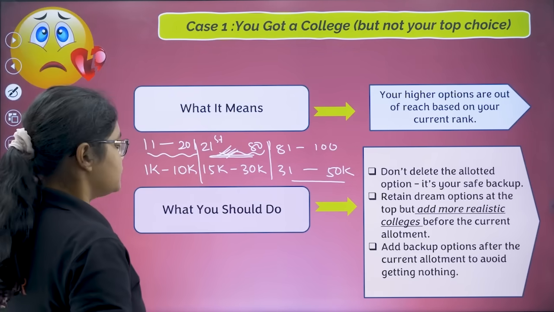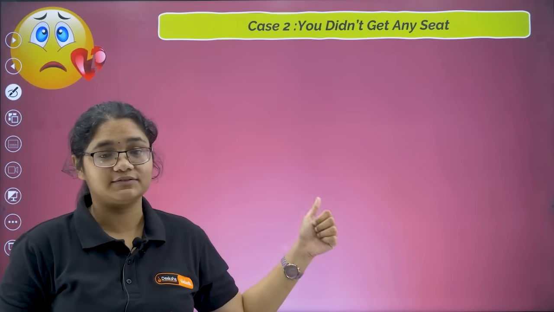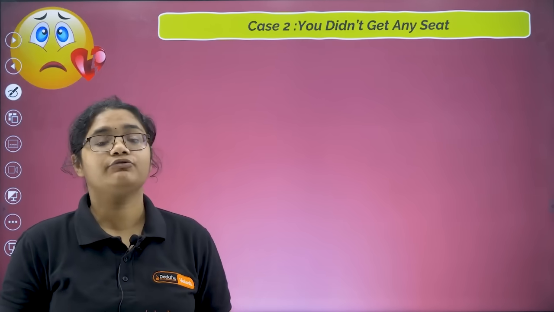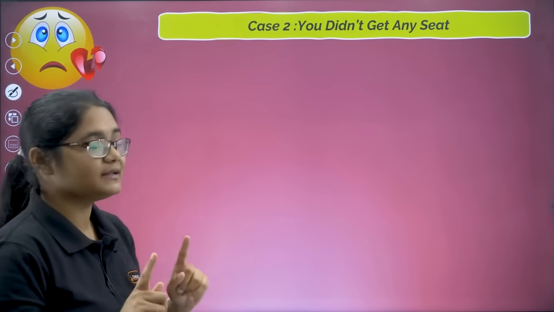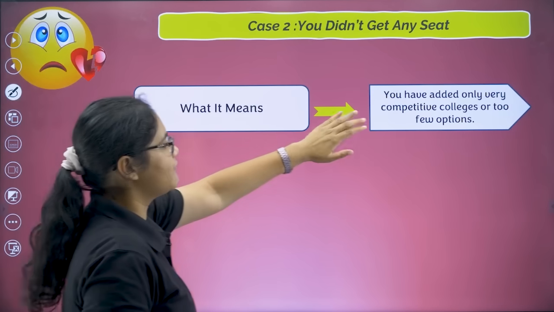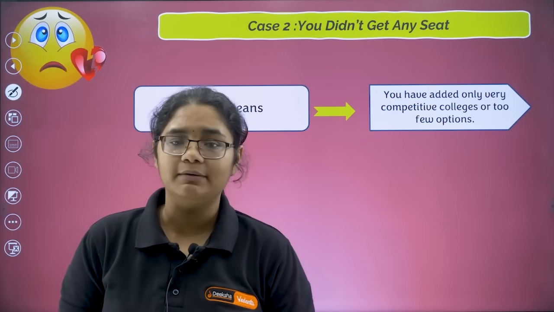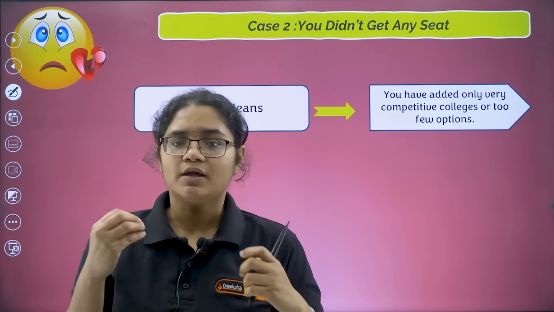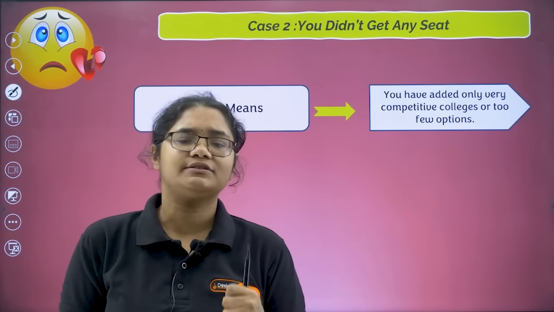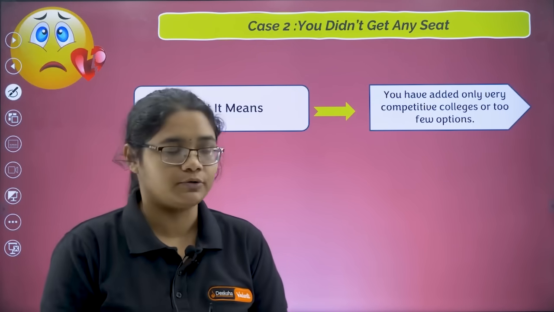Okay, so next is you didn't get any college. This is, I can say, a worse situation, but we should not panic here. We can still manage to make the option entry. What it means is that you have added only very competitive colleges or too few options. There may be another reason: you have not added too competitive colleges, but you have just added 5-10 colleges. That is again not the right way.